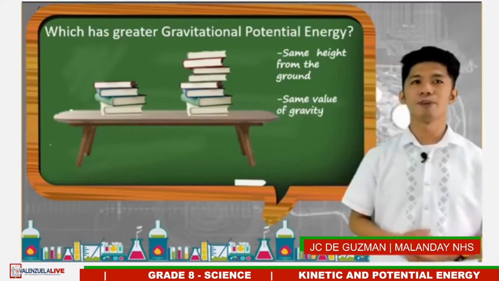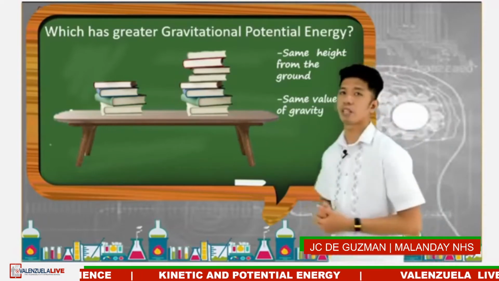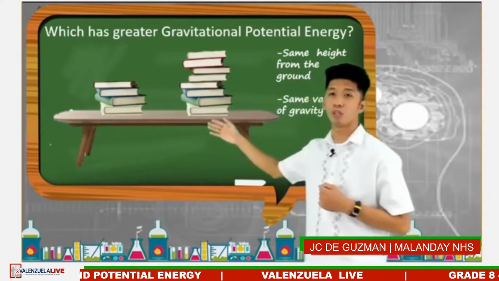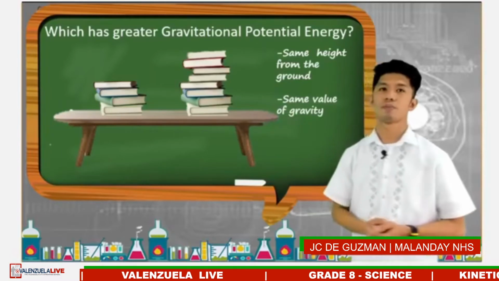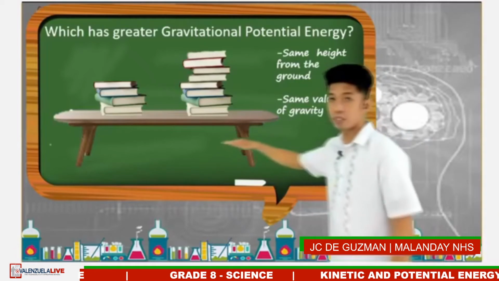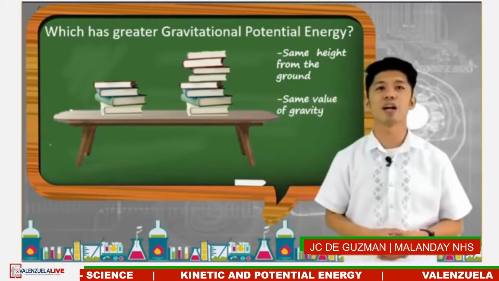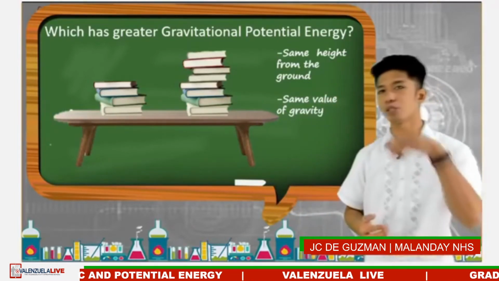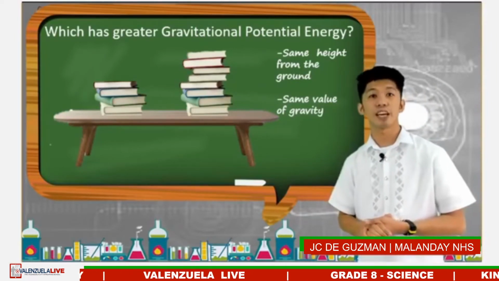In our third example, we have books on the table. As you've seen, we have two sets of books on the table. The first set consists of around 4 books, while on this one, it is doubled. We have 8 books. Take note that they have the same height from the ground, and also the same value of gravity, which is 9.8 meters per second squared, the acceleration due to gravity. Now, which one do you think has the greater gravitational potential energy?